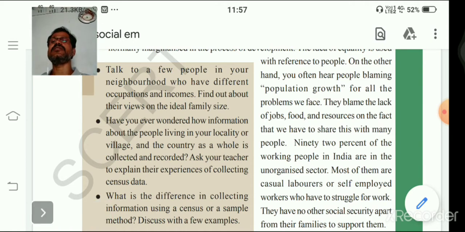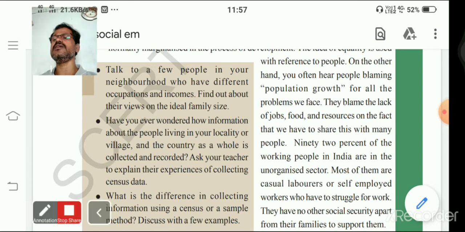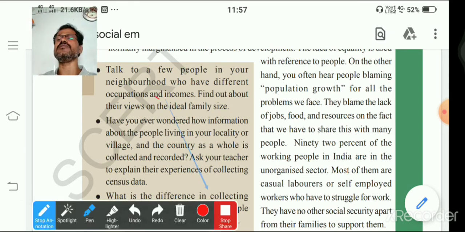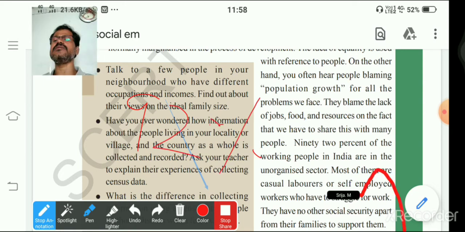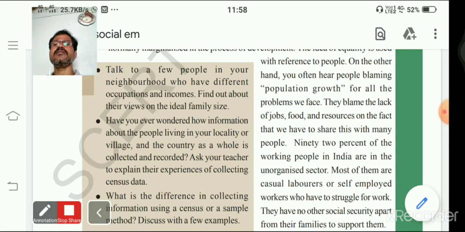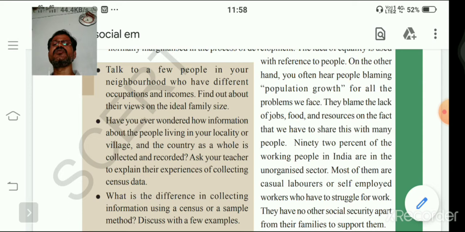In the second chapter, we discussed that 92 percentage of the working population is engaged in the unorganized sector, and many more are casual laborers. They are self-employed. Every day they struggle to find work. We have seen the example of Rajeshwari, compared with Narsimha, who is in the organized sector.